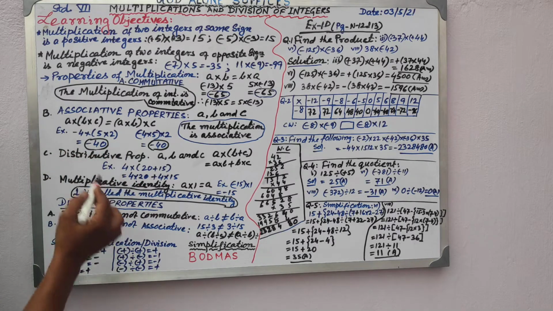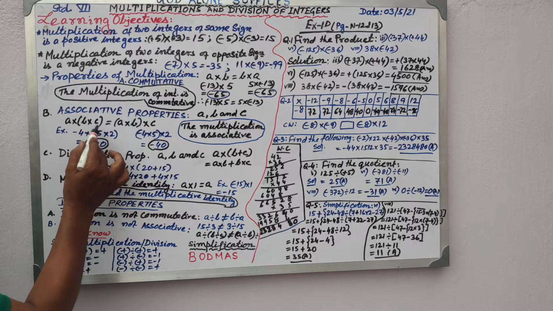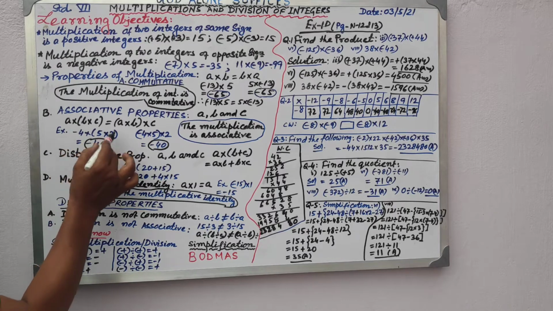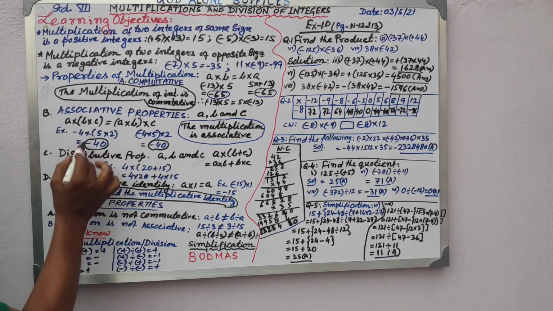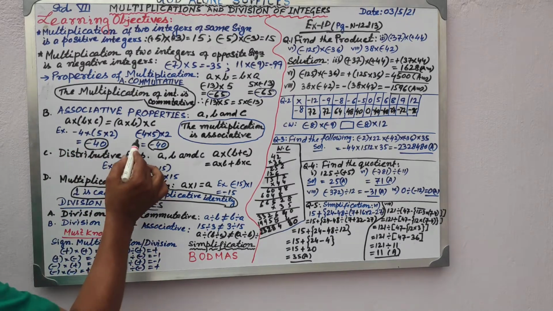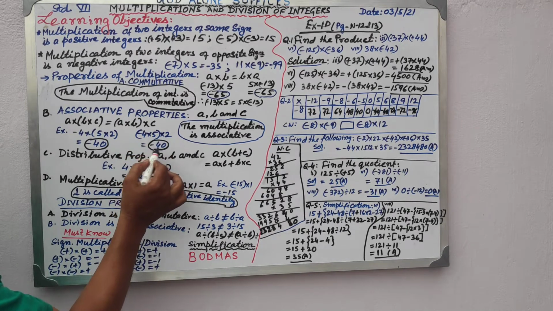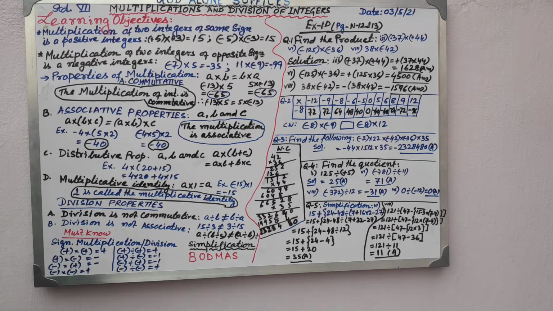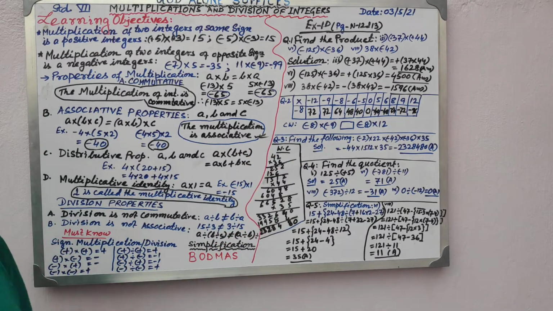I have taken here a as minus 4, b as 5 and c as 2. If you find minus 4 into (5 into 2), the product of 5 into 2 multiplied by minus 4 will become minus 40. But on the other side, if you multiply the product of minus 4 and 5, so minus 20, into 2, it will be minus 40. So both are minus 40 only. Therefore, we can come to the conclusion that multiplication is associative.